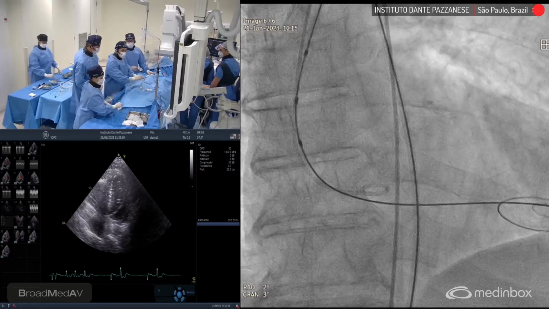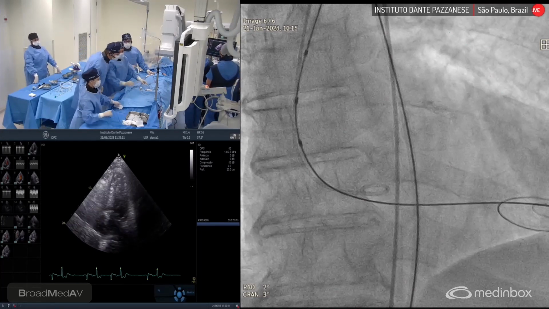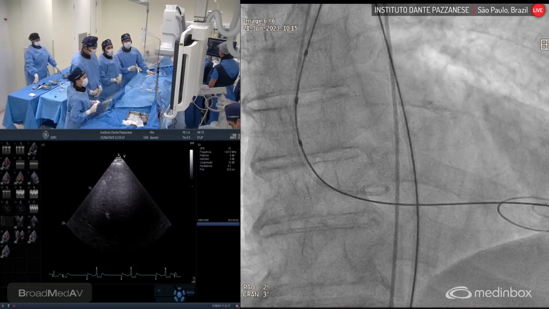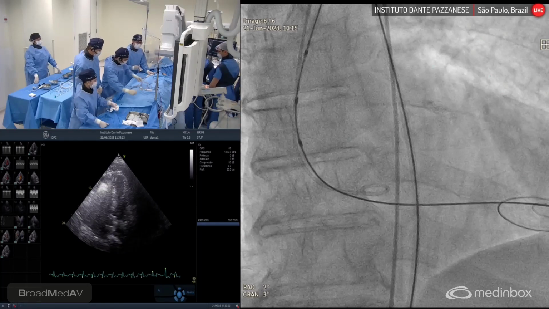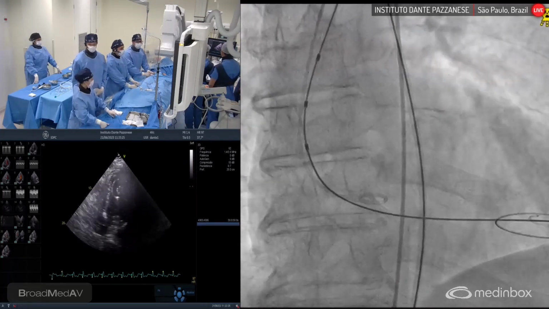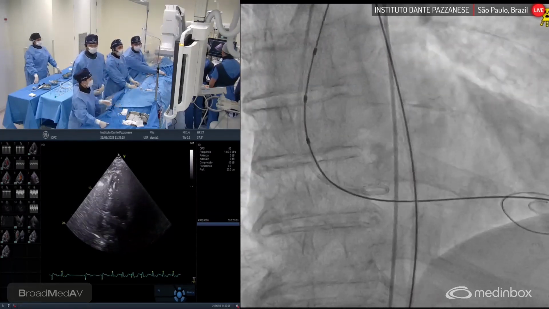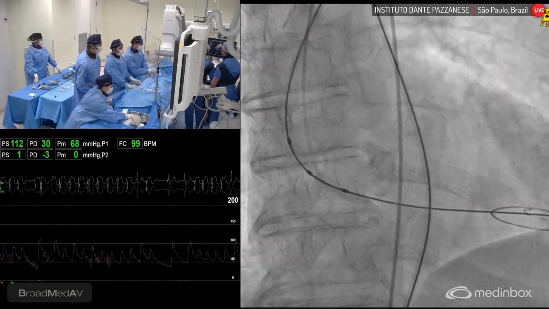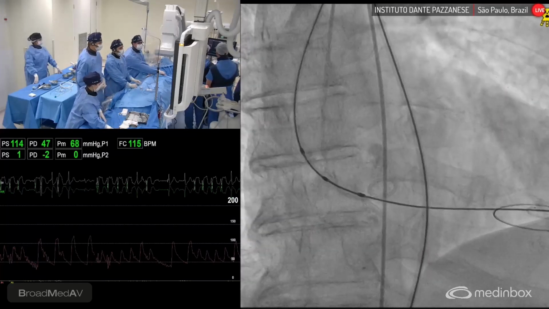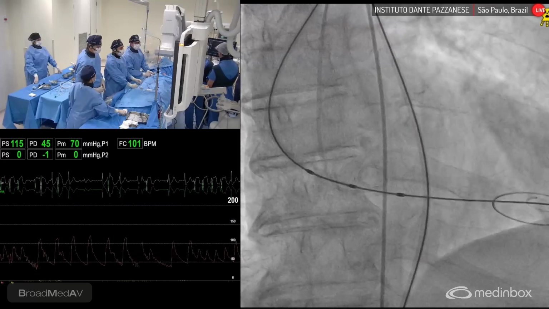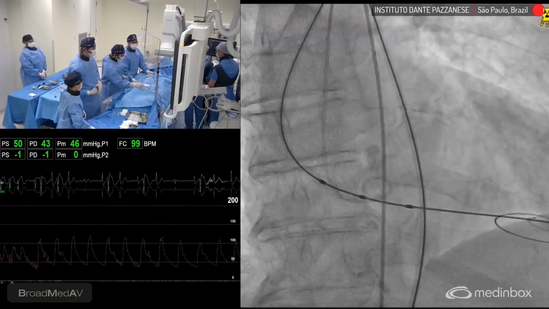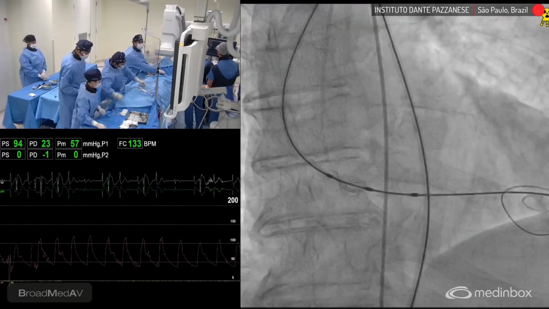Can you try the pacemaker now? Can you start at 100? Okay, good capture. I think it's okay. Turn off, please. Do you have the hemodynamics now inside of the echo? We just tested the pacemaker. Now we are going to cross the valve with the balloon. Okay, I think that we are fine here. What is the size of this balloon? 23, 23 by 40.